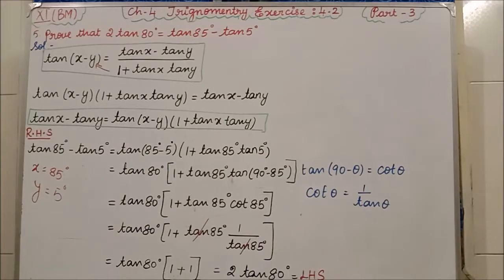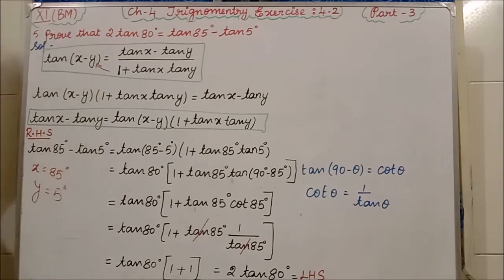Next we are going to see the fifth question. Prove that 2 tan 80 degree is equal to tan 85 degree minus tan 5 degree. So far we have seen sine and cos formula. Now we are going to see the tan formula. What is the formula for tan?